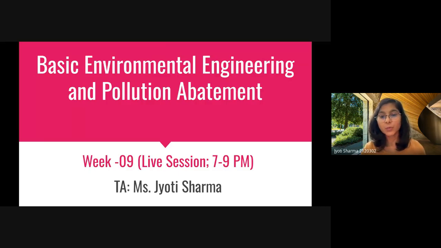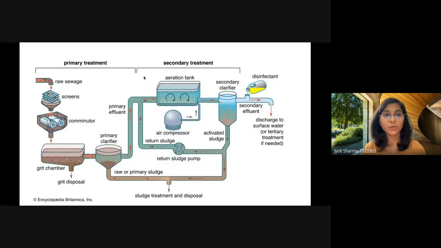So this is week 9, and this session will be from 7 to 9. Let me show you what we already have covered. One lecture was all about primary treatment, where we covered different screens, comminutors, and clarifiers. Then we talked about secondary treatment at length, including the activated sludge process and the different processes under secondary treatment, and we also talked about tertiary or advanced treatment.